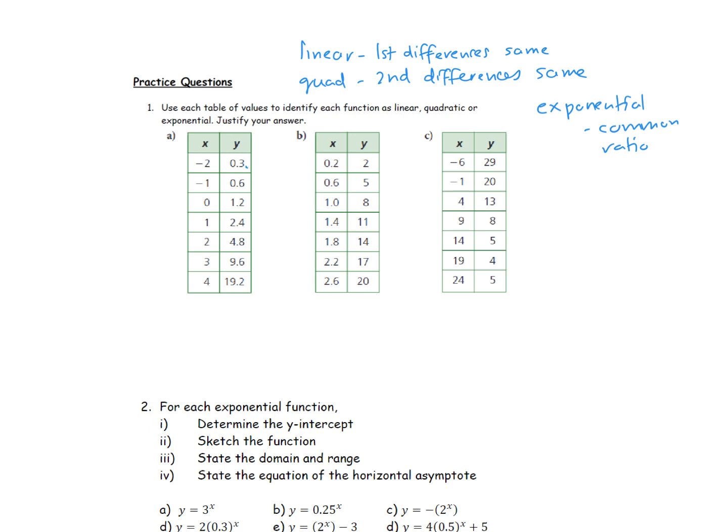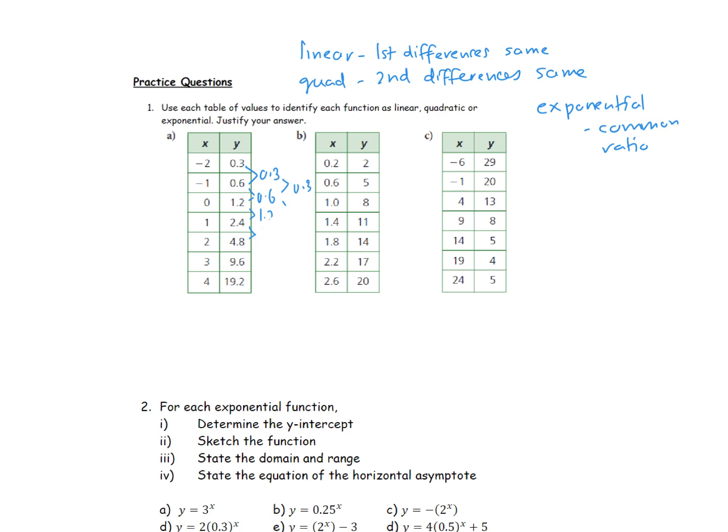So when I look at this table, I can see that this is increasing by 0.3, 0.6, 1.2, and this is going up by 2.4, and so on. So the first differences are not the same, so it's not linear. Then I might try it again. So this is going up by 0.3. This is going up by 0.6. Second differences are not the same, so I know it's not quadratic.